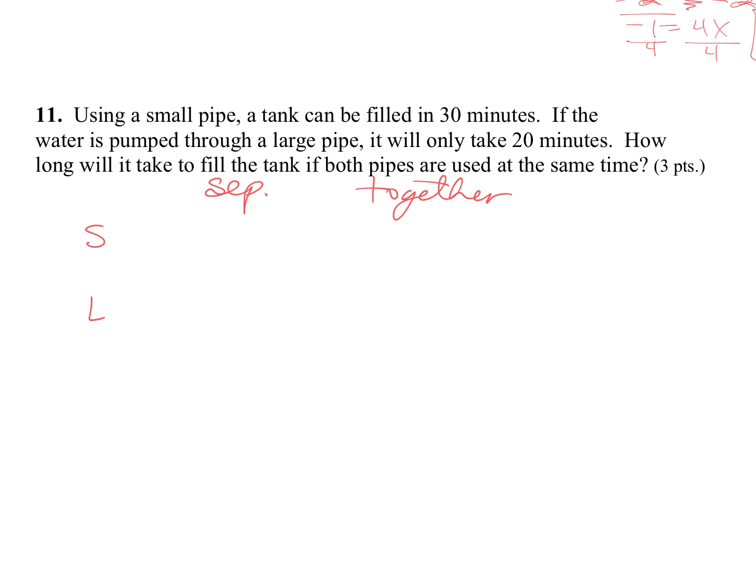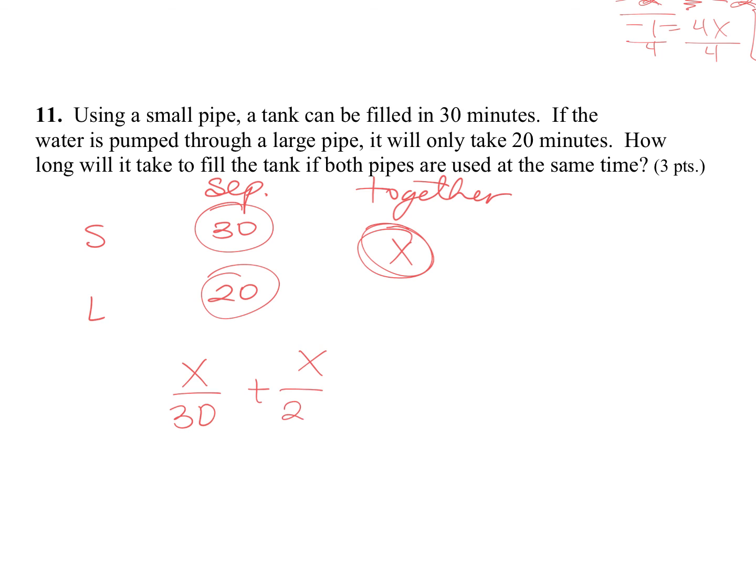Okay, so separately, the small pipe is 30. The large pipe is 20. What's together? The unknown, the x. Okay, so we're going to say together over separate, x over 30 would be the small pipe. Together over separate, x over 20 is the large pipe, equals what? 1. One complete job.